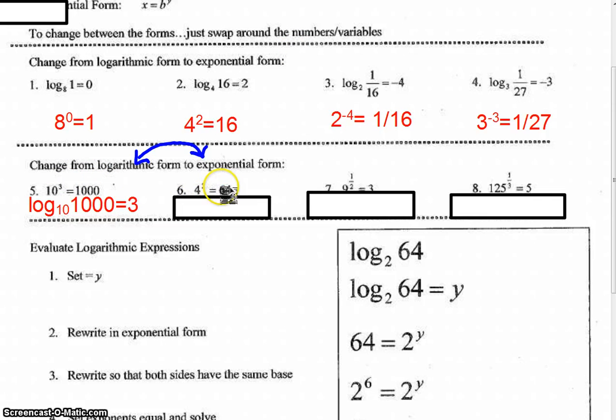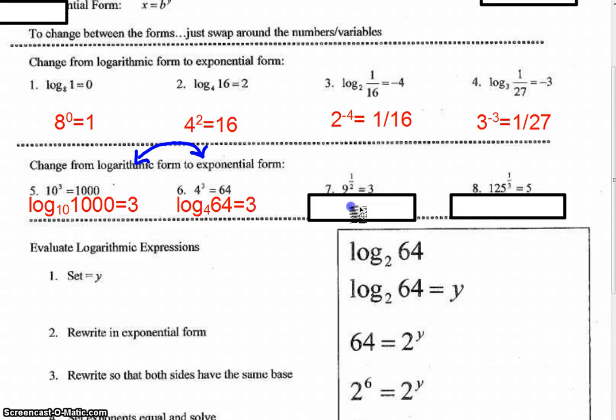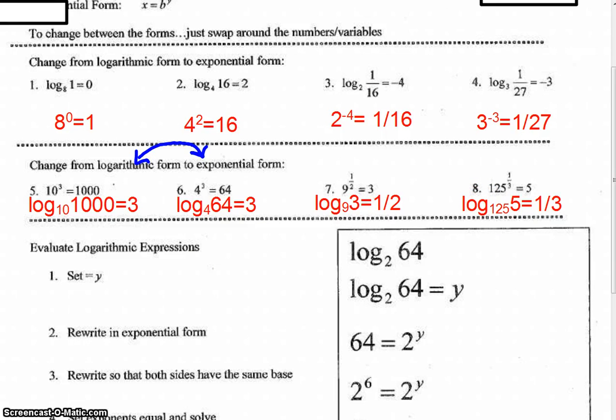4 to the third equals 64 becomes log base 4 of 64 equals 3. 9 to the 1/2 equals 3 becomes log base 9 of 3 equals 1/2. 125 to the 1/3 equals 5 becomes log base 125 of 5 equals 1/3.